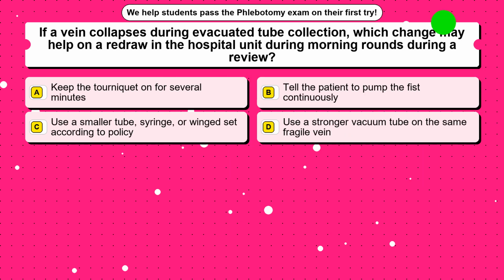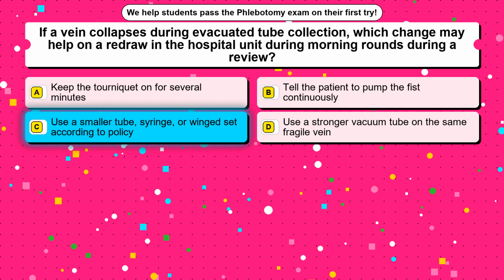Question 23. If a vein collapses during evacuated tube collection, which change may help on a redraw in the hospital unit during morning rounds during a review? Option A. Keep the tourniquet on for several minutes. Option B. Tell the patient to pump the fist continuously. Option C. Use a smaller tube, syringe, or winged set according to policy. Option D. Use a stronger vacuum tube on the same fragile vein.